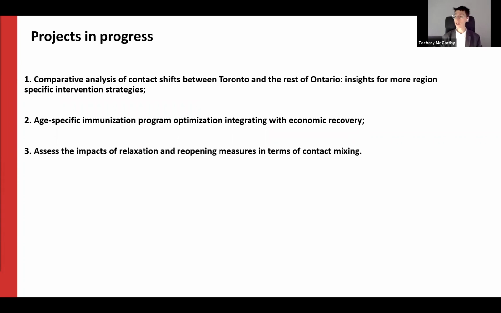There are a few projects in progress from our group. First is a comparative analysis between Toronto and the rest of Ontario. Also looking at optimal immunization programs. Really these items show the immediate application of the framework. Third is to assess the impacts of relaxation measures. So how does the setting-specific contact mixing profile change as interventions are not put in place, but are eased, say, partially opening the schools? Just to note here that this framework is relevant, again, for the retroactive and the proactive.